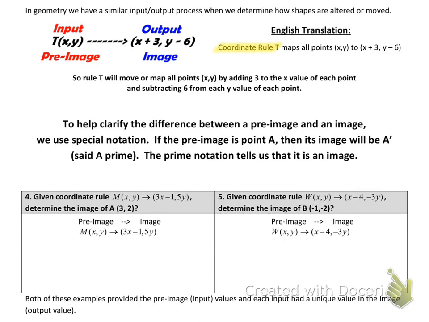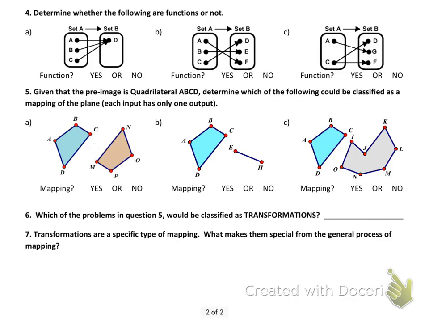Okay? And we've got some notation that we've already introduced, but I just want to remind you of it. If the preimage is point A, then its image is going to be A prime. And the prime notation tells us that it's an image. And this is really important. I'm going to give you guys an example real quick.